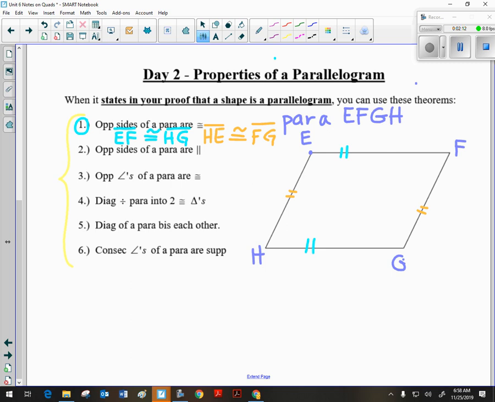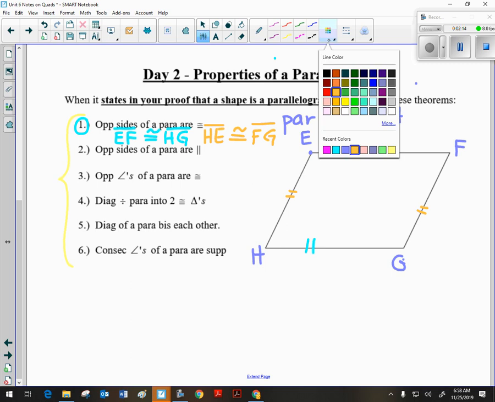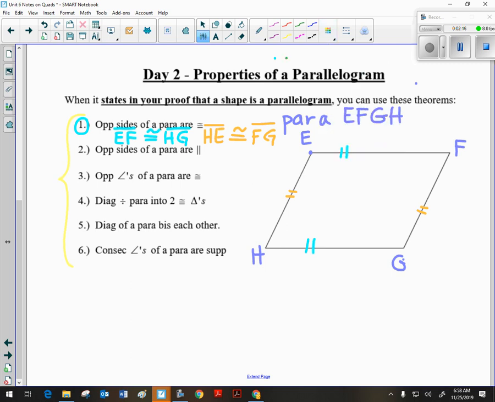The second thing that you see in our list of properties of a quadrilateral is that the opposite sides are parallel, both pairs of opposite sides actually. So not only are the top and bottom ones parallel to each other, EF parallel to HG, but so are the left and the right. So these are parallel to each other as well. So HE is also parallel to FG. Those segments are parallel. Opposite sides are parallel.